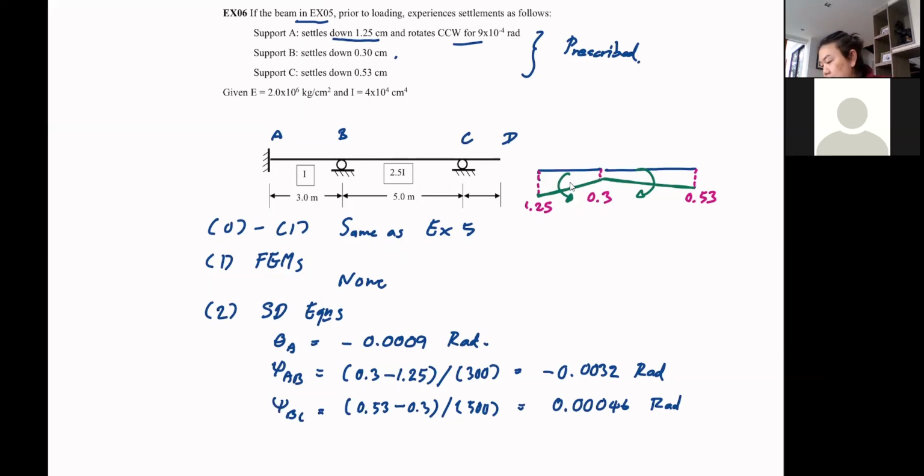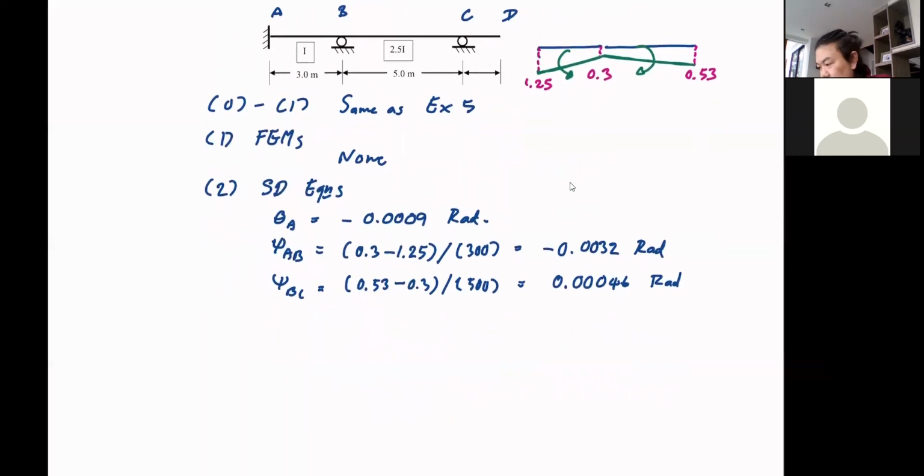And we still can proceed to write our slope deflection equation. So now MAB is going to be 2EK times 2 theta A, and theta A is not zero now, it's minus 0.0009 radian, plus theta B, minus 3 psi. Psi is negative, so it's minus against minus, you see?